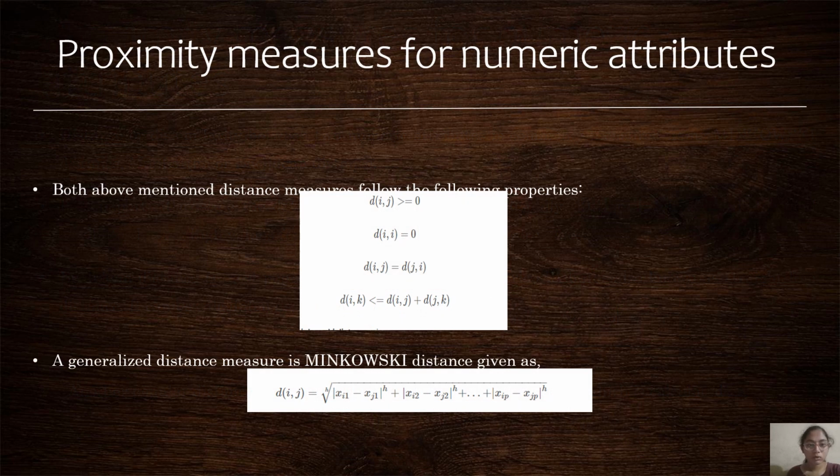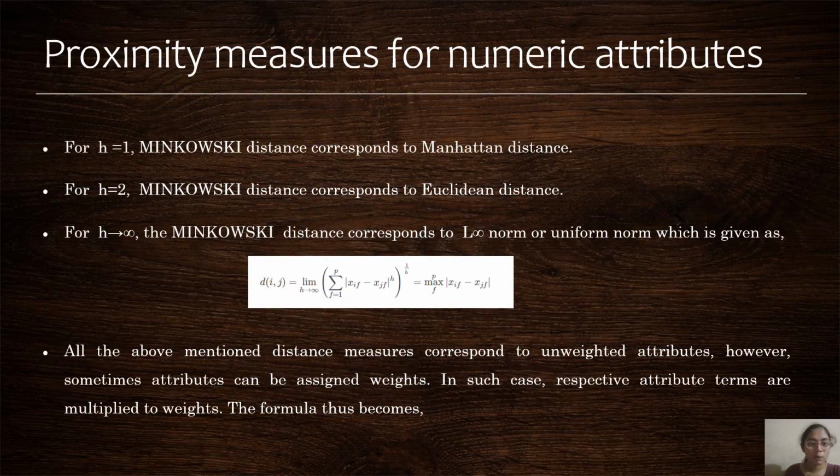Both above-mentioned distance measures follow the following properties. A general distance measure, Minkowski distance, is given based upon this formula. If h equals 1, Minkowski distance corresponds to Manhattan distance. If h equals 2, Minkowski distance corresponds to Euclidean distance. If h equals infinity, Minkowski distance corresponds to the L infinity norm or uniform norm, which is given here.